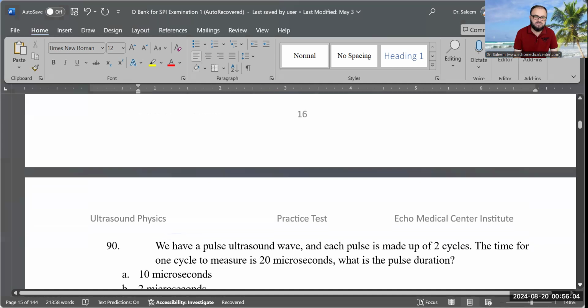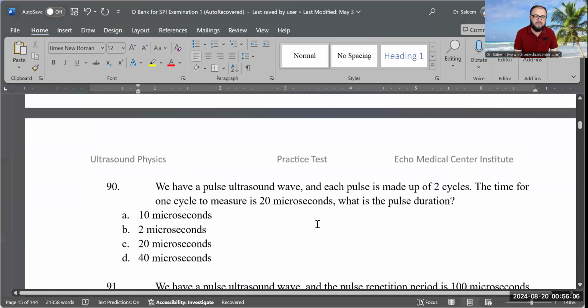Okay, so this question is asking, we have a pulse ultrasound wave, and each pulse is made up of 2 cycles. Now, the time for 1 cycle measuring is 20 microseconds. What will be the pulse duration? The options are 10 microseconds, 2 microseconds, 20 microseconds, 40 microseconds. Which one is the correct answer? What do you think? Exactly, 40 microseconds.